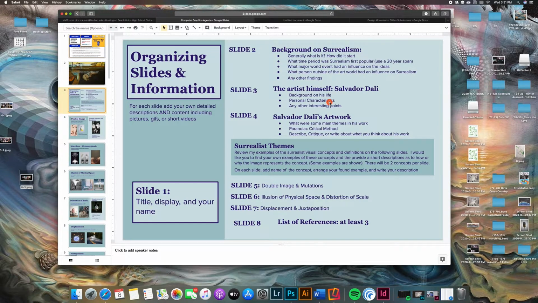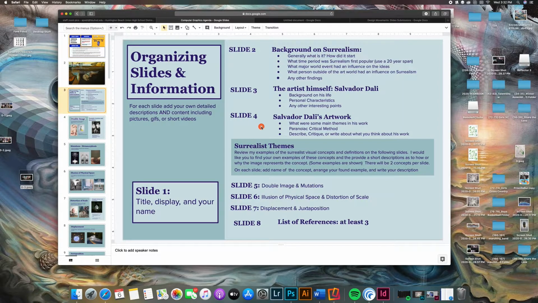Personal characteristics. You'll see in some of the videos you watch, he is a really kooky character. He's actually really fun. He was kind of like the first art celebrity, per se. And just any other interesting points that jump out to you for that slide.